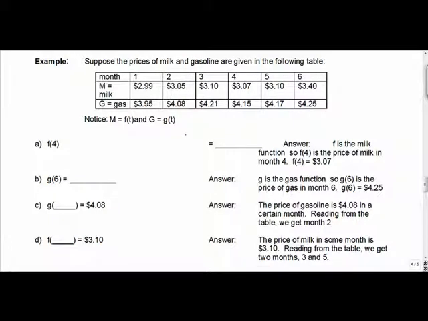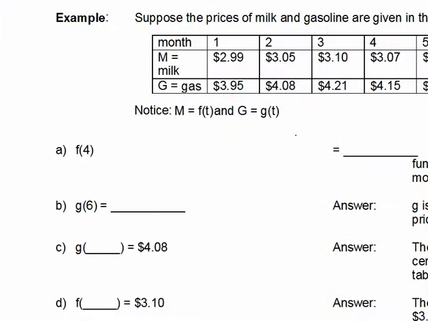Suppose the prices of milk and gasoline are given in the following table. We have months 1, 2, 3, 4, 5, and 6. M will be milk, so I have $2.99, $3.05, $3.10, $3.07, $3.10, $3.40. And G is the price of gas, say $3.95, $4.08, $4.21, $4.15, $4.17, $4.25. Notice M is going to be a function of T, and we'll call G a function of T.